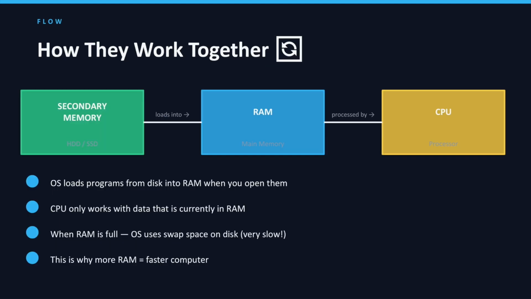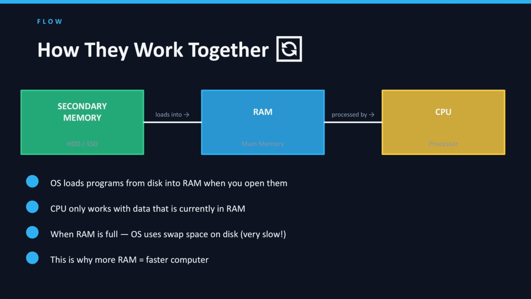So, how do these three types of memory actually work together? Here is the flow. Everything is stored on secondary memory, your hard drive or SSD. When you open an application, the operating system loads it from the disk into RAM. The CPU then works only with whatever is currently in RAM. It never directly touches the disk. This is why opening an app takes a moment. It is being copied from slow disk into fast RAM.